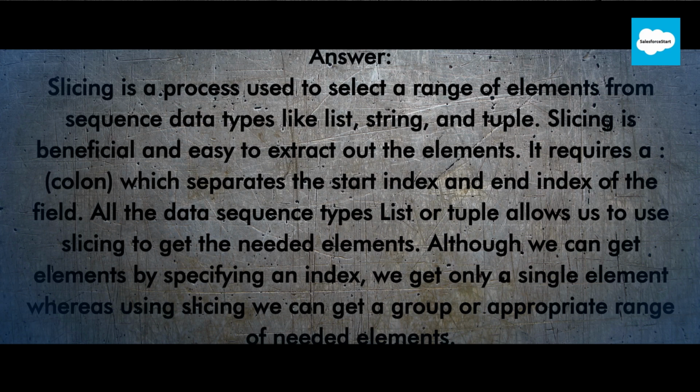All the data sequence types, list or tuple, allow us to use slicing to get the needed elements. Although we can get elements by specifying an index, we get only a single element, whereas using slicing we can get a group or appropriate range of needed elements.